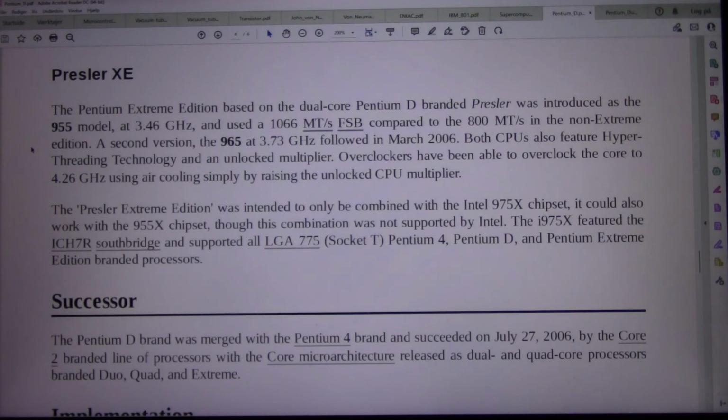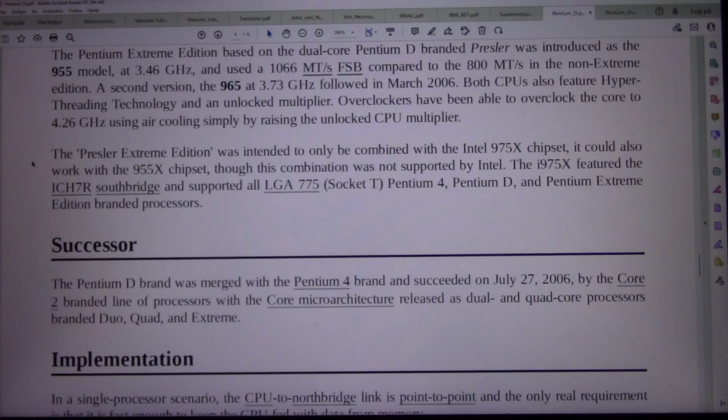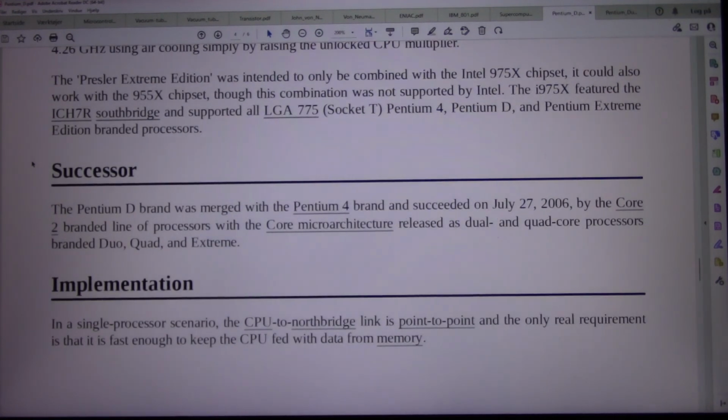Overclockers have been able to overclock the core to 4.26 GHz using air cooling simply by raising the unlocked CPU multiplier. The Presler Extreme Edition was intended to only be combined with the Intel 975X chipset. It could also work with the 955X chipset, though this combination was not supported by Intel. The i975X featured the ICH7R South Bridge and supported all LGA 775, Socket T, Pentium 4, Pentium D, and Pentium Extreme Edition branded processors.